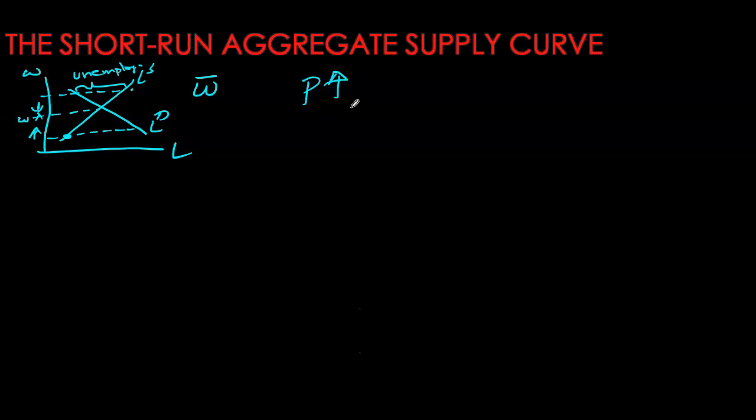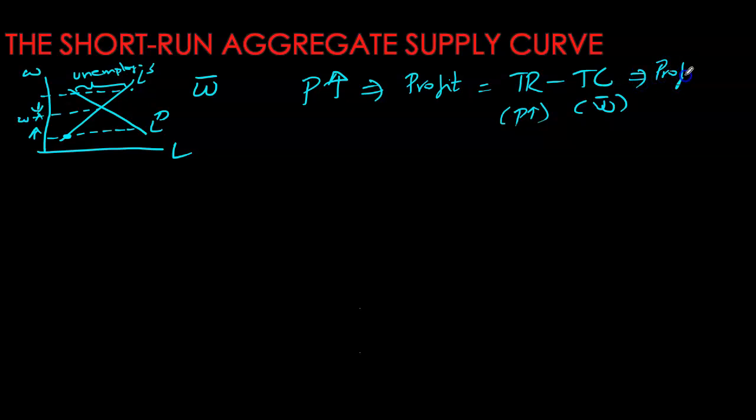Now the aggregate price level is going to have an impact on the profits of firms. In order to see that, let's write our profit equation. Profit is total revenue minus total cost. Wage, remember, is a major component on the cost side for firms, whereas prices are going to be affecting their revenues. So if the aggregate price level is going up, their revenues are increasing, costs are pretty much not changing, and that causes their profitability to increase. With higher profits, firms have an incentive to produce more in the short run.